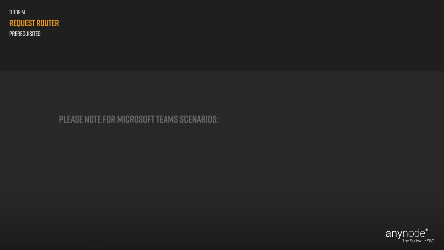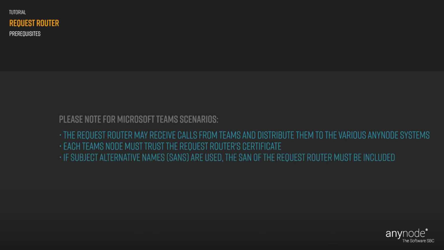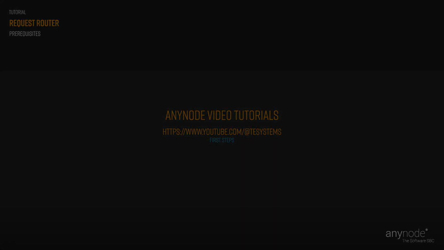In scenarios involving Microsoft Teams direct routing, note the following. The request router may receive calls from Teams and distribute them to the various anynode systems. Since connections will not only be established from Microsoft to the Teams node, but also from the request router, each Teams node must trust the request router's certificate. If subject alternative names, SANs, are used, the SAN of the request router must be included as well. If you are new to anynode, consider watching our tutorial video First Steps with anynode for guidance.